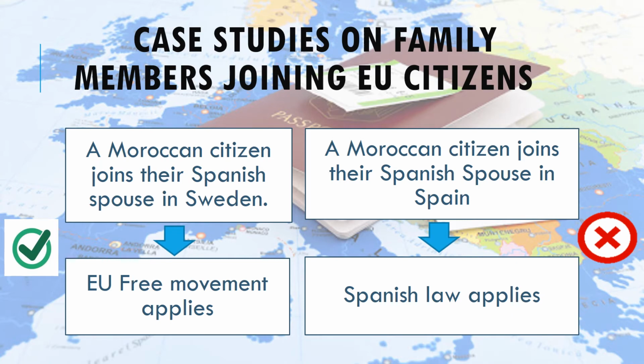Has that person exercised their right to free movement? We can imagine two different cases. Either the Spanish citizen is living in Sweden and the Moroccan national joins their spouse there. Free movement applies. The case is governed by the EU legislation around family members. Or the Spanish citizen lives in Spain and has not exercised the right to free movement because they have never moved or lived in another member state of the EU. In this case, the EU legislation on free movement does not apply, and the Moroccan national can only join their spouse in Spain if this is possible under Spanish law.